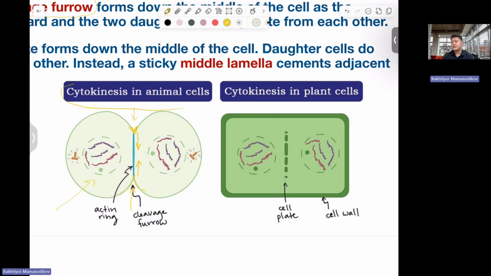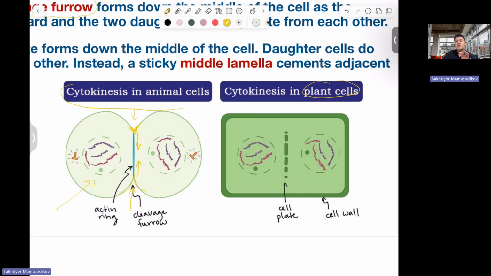But in plant cells, how is cytokinesis happening? Actin and myosin pull the plasma membrane or cell membrane inward because there is no cell wall in animals. But in plant cells, we have a rigid cell wall, so they cannot pinch inward. Instead, small vesicles from the Golgi apparatus carry the cell wall materials inside the plant cells.